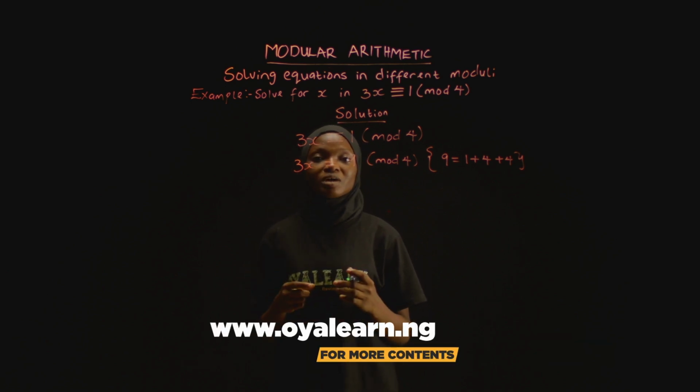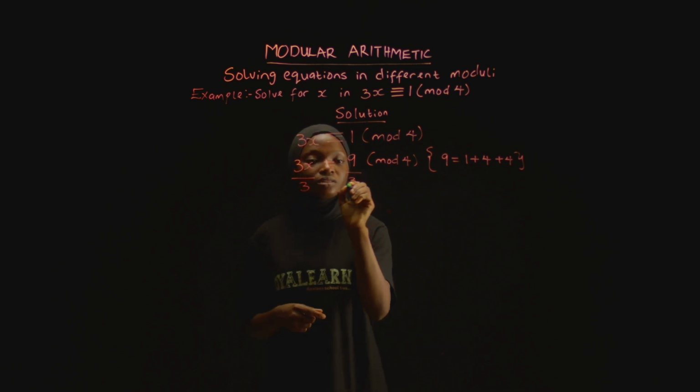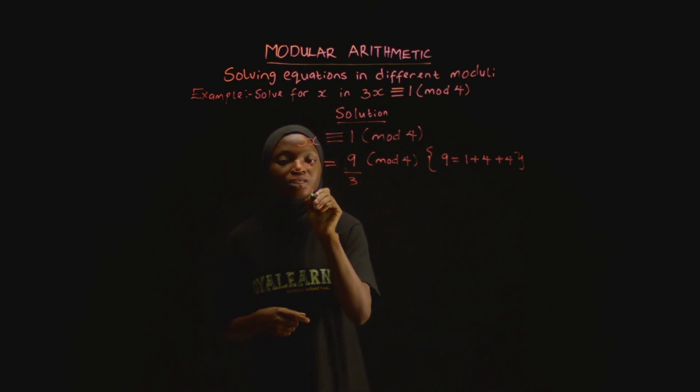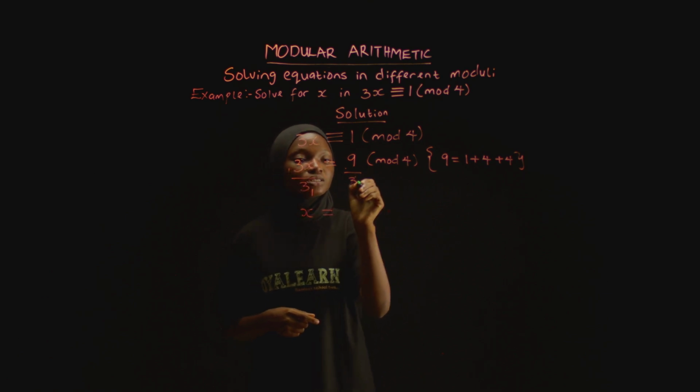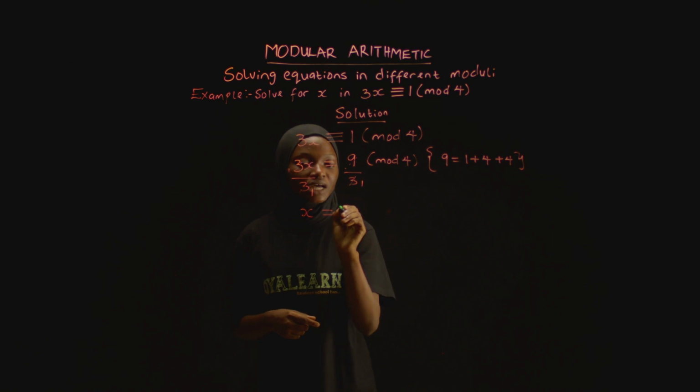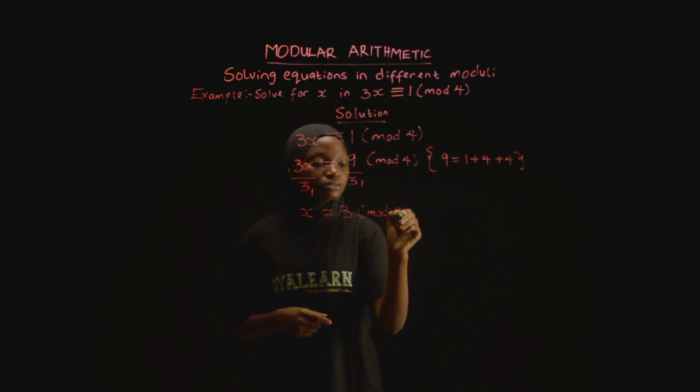So now we can divide both sides by the coefficient. That is, we divide both sides by 3. So 3 goes into 3 here 1, 3 goes here 1. We are left with x equals, 3 goes into 9, 3. So we have 3 in mod 4.